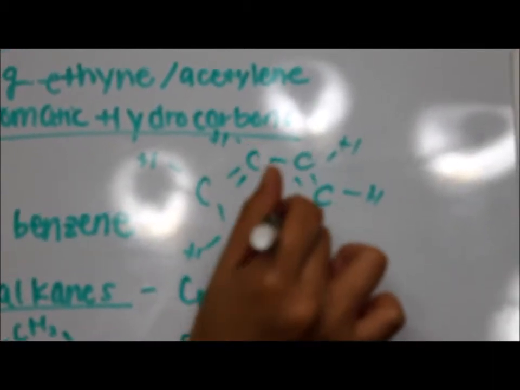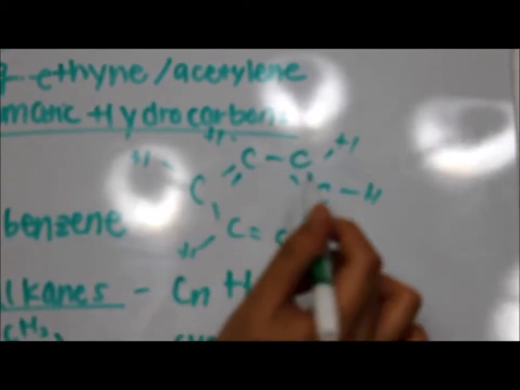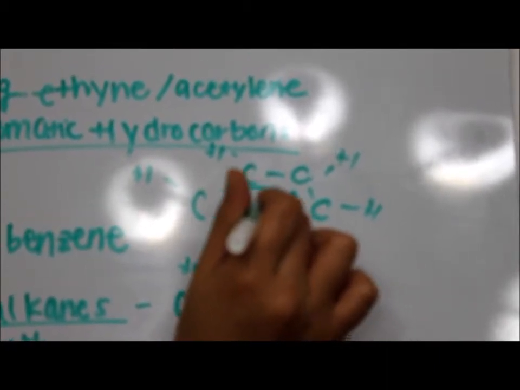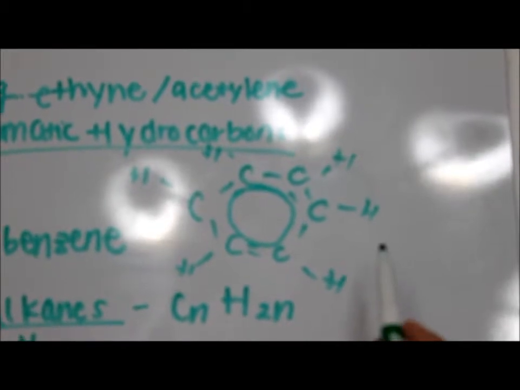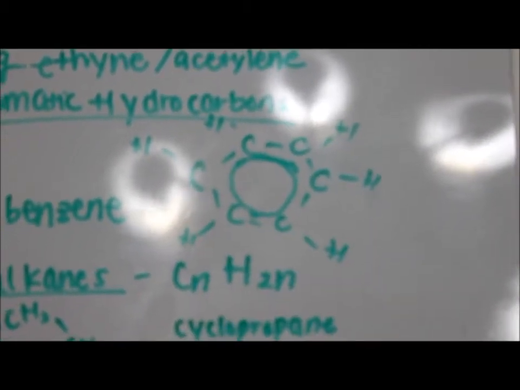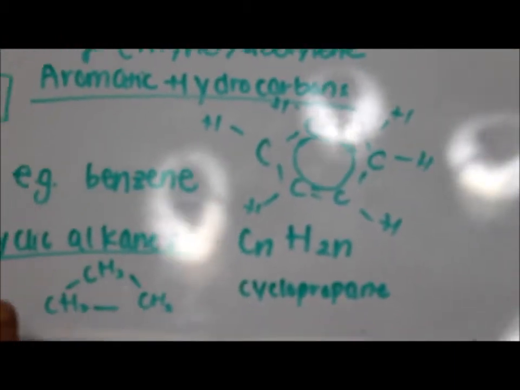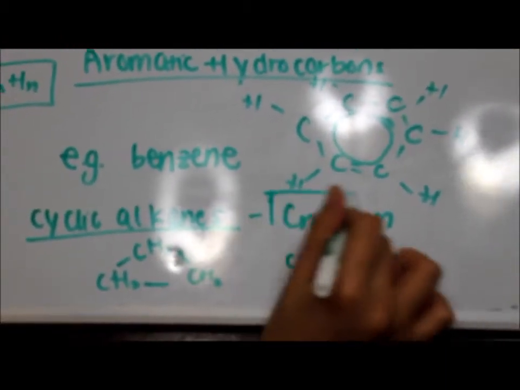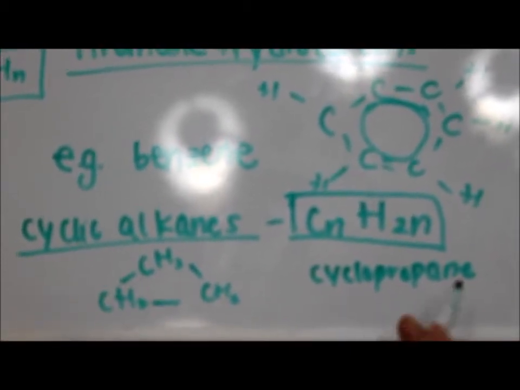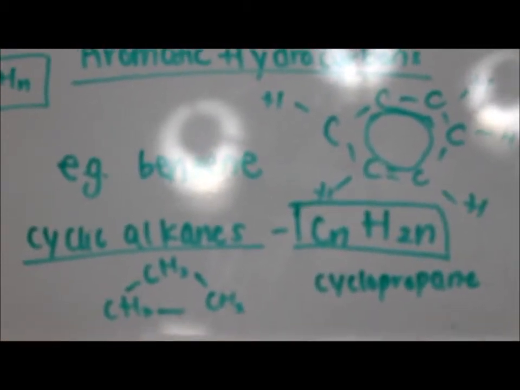And there are what they call resonance structures, so they kind of go between double bonds and single bonds, so sometimes people draw them as a circle. And then we have cyclic alkanes, which have the formula CnH2n. This right here is an example, and it's called cyclopropane.